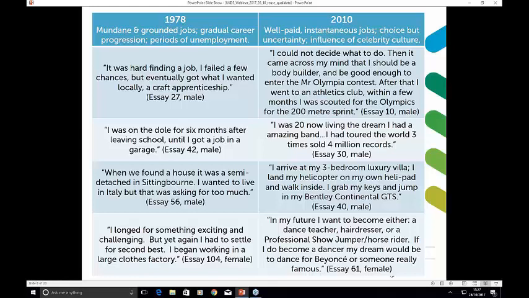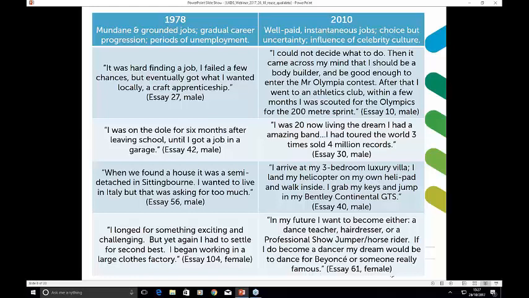2010, however, showed students imagining well-paid and instantaneous jobs filled with choice, but also with some uncertainty. Crowe and his team also noted a clear influence of celebrity culture in those essays. So, for example, again, looking at the quote at the bottom of a girl who writes, "In my future, I want to become either a dance teacher, a hairdresser, or a professional show jumper horse rider. If I do become a dancer, my dream would be to dance for Beyonce or for someone really famous."